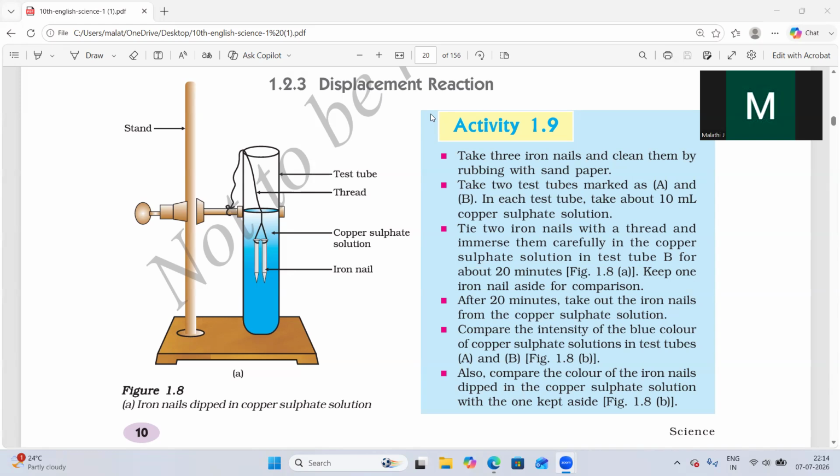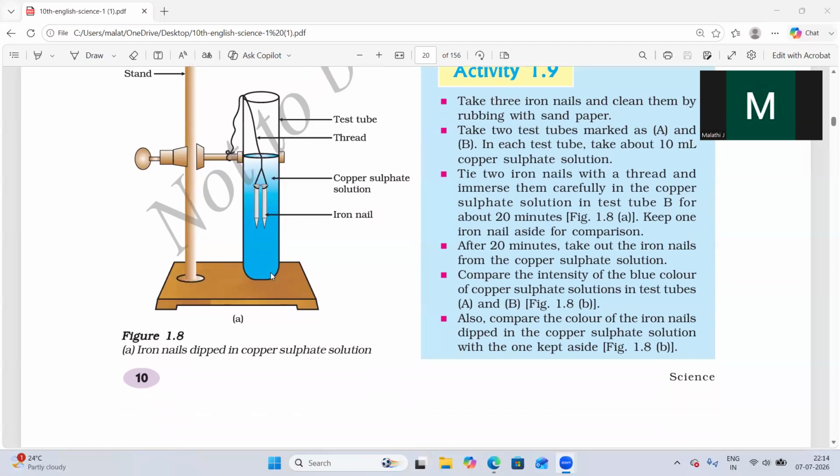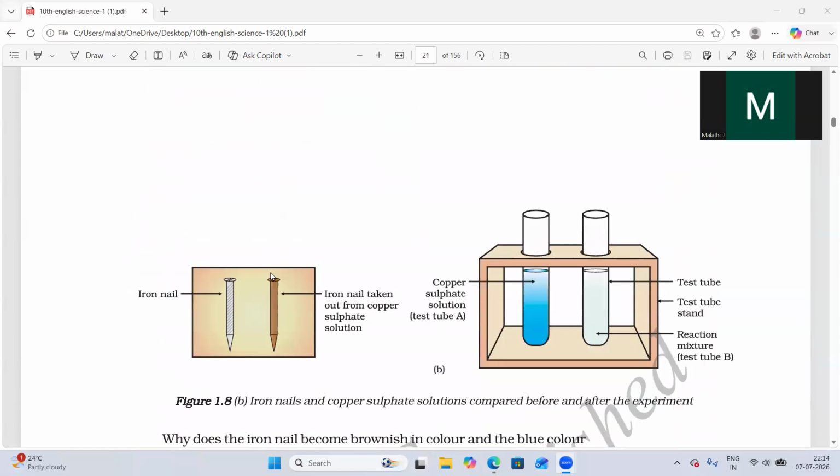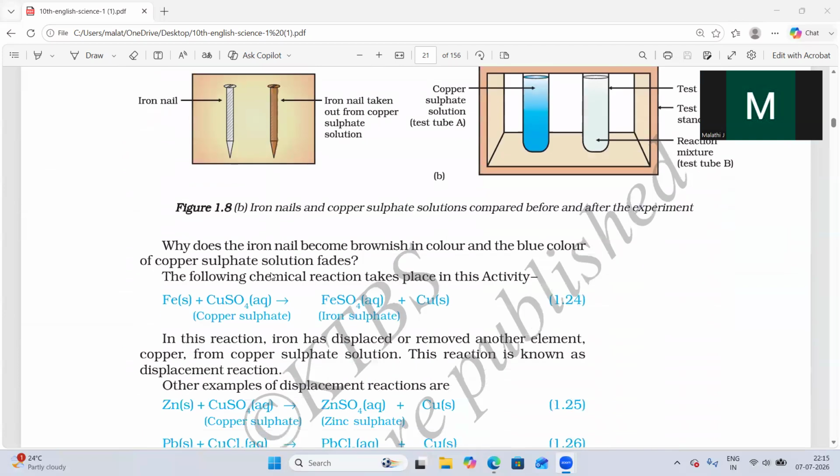If you observe one experiment here, there is a copper sulfate solution. You dip an iron nail into the copper sulfate solution. Just observe the copper sulfate solution. Here it is blue in color. After dipping the iron nail, what will happen? We'll see through the reaction.